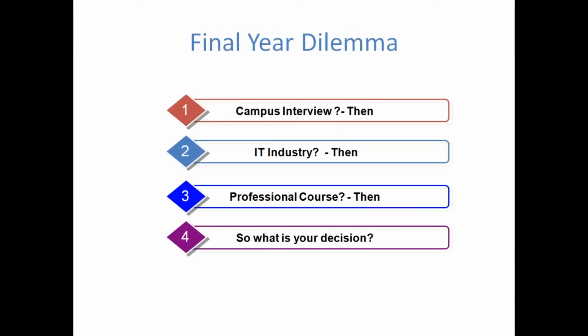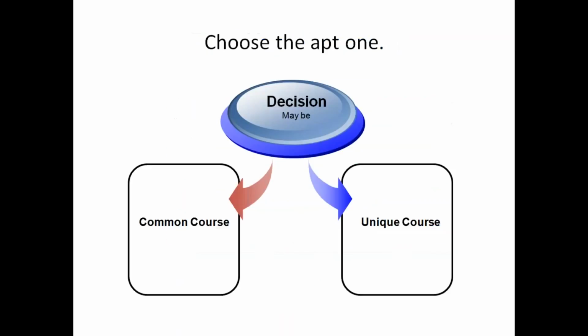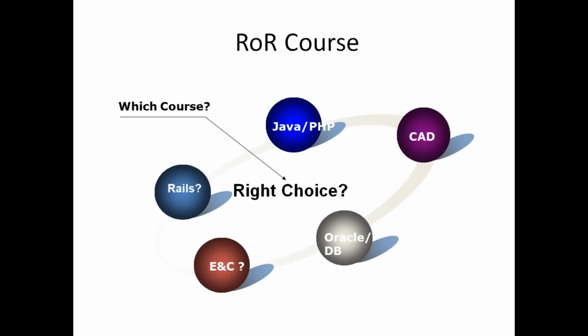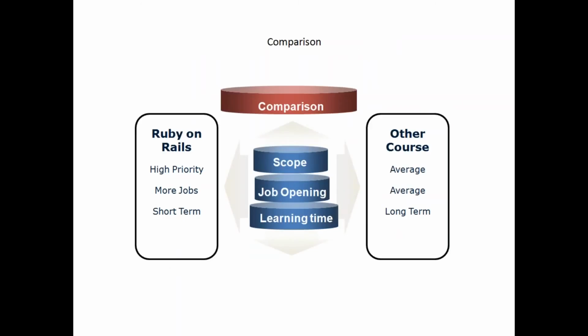Okay. As you are after the fresher stage, you will have some kind of question about which course we can choose right now. I told you that you have chosen the unique course, which is Rails, because Rails has lots of demand in the market, especially in the US. Whenever you compare it with the other courses, Ruby on Rails has high priority in the job market. I think you know that. More job openings are there.